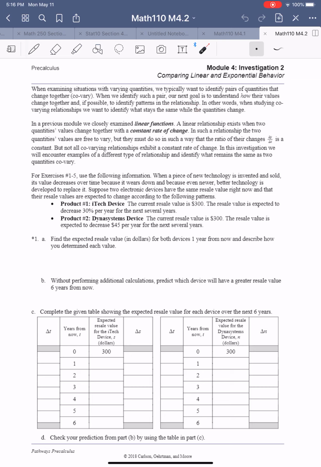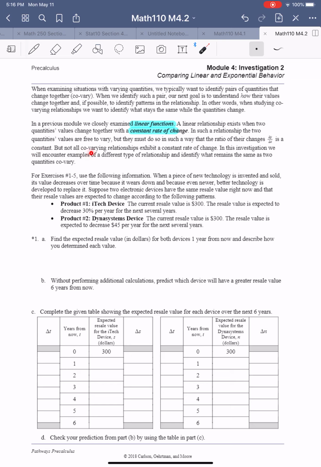In other words, when studying covariant relationships, we want to identify what stays the same while the quantities change. In a previous module, we closely examined the linear function. A linear function exists when two quantity values change together with a constant rate of change. The two quantity values are free to vary, but they must do so in such a way that the ratio of the change, delta y over delta x, is a constant.